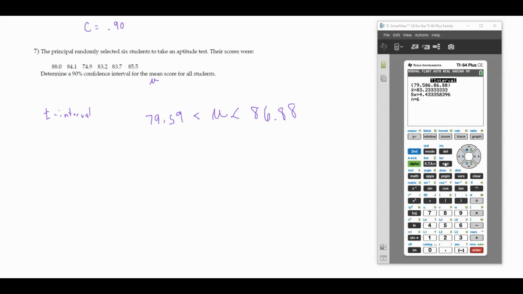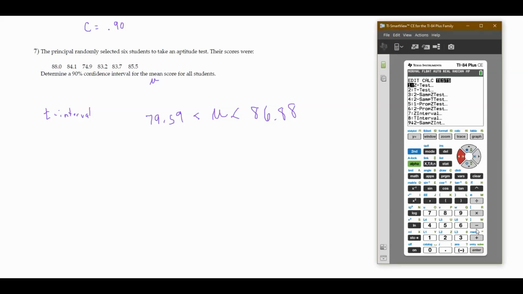Now let me show you again. If I do stat tests and I pick number 8, T interval, and let's say I chose data, we're going to get the same result. I tell it where the data is, leave frequency at 1, 0.9 for the confidence level, and hit calculate, and notice you get the same output.